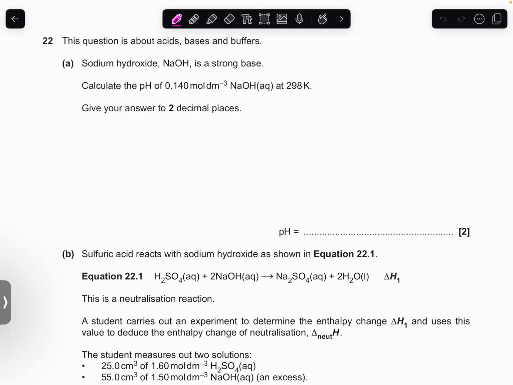We'll be looking at question 22 from the October 2021 paper. The first question is, this whole question is about acids, bases, and buffers.